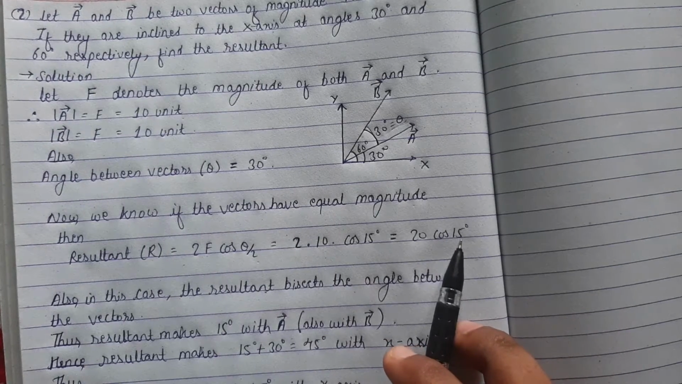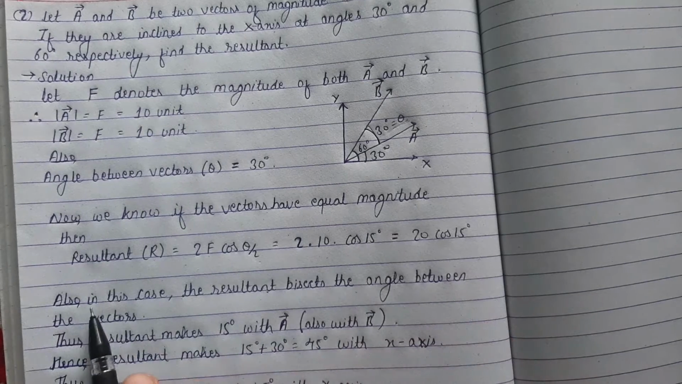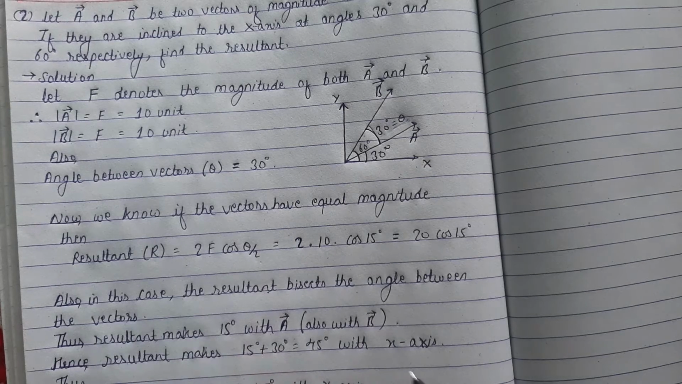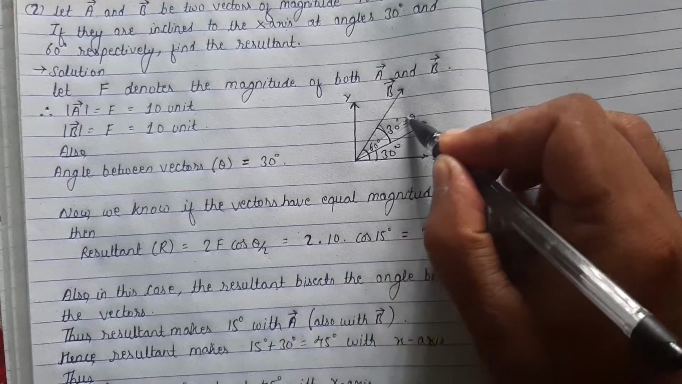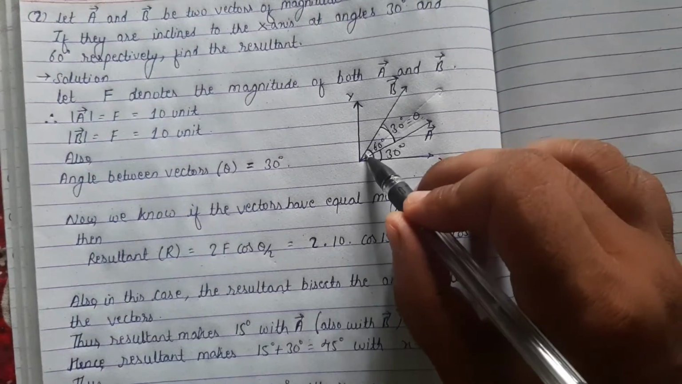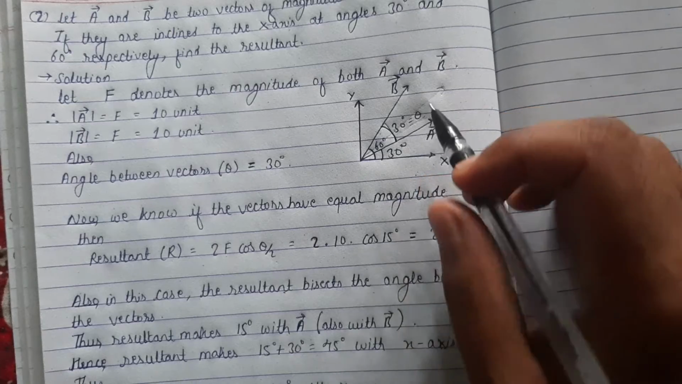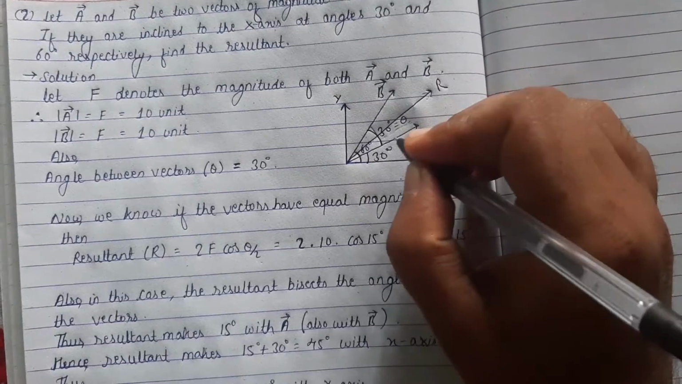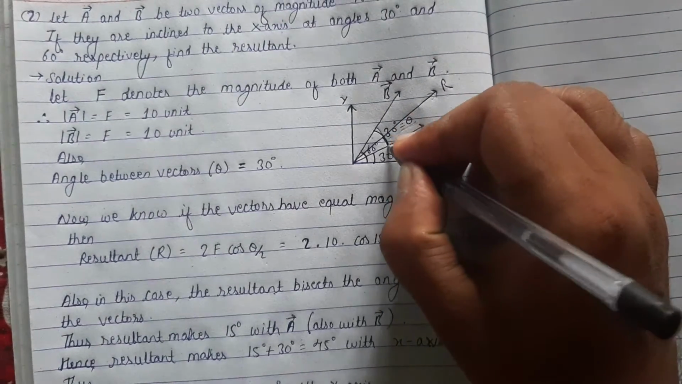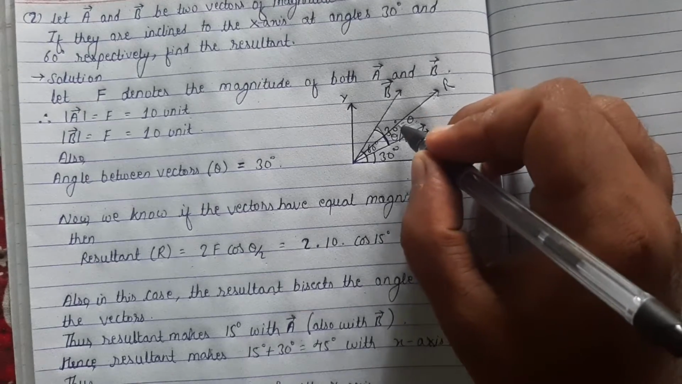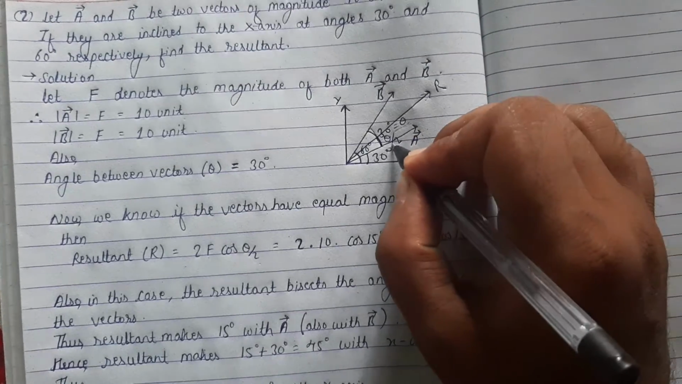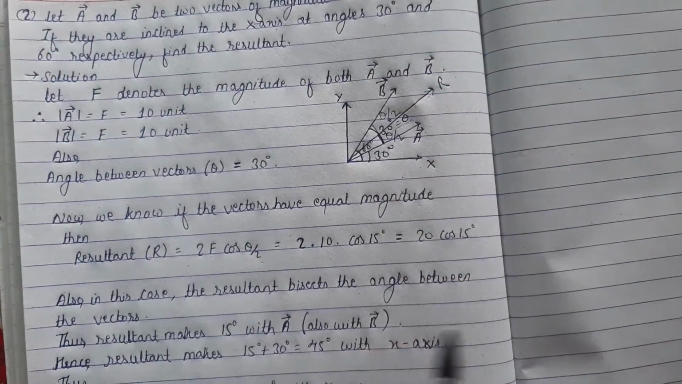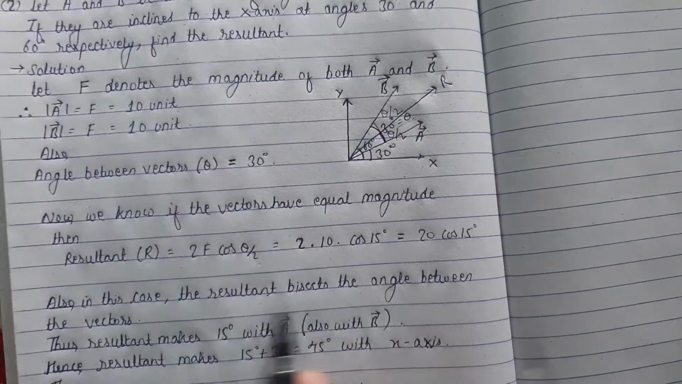Now let us find the angle of the resultant. If the two vectors have equal magnitude, then we know that the resultant bisects the angle between the vectors. Here the angle between vector A and vector B is 30 degree. Suppose this is the resultant, then it will bisect this angle. The angle between the resultant and vector A is theta by 2, and the angle between vector B and the resultant vector is also theta by 2. In this case, the resultant bisects the angle between the vectors.